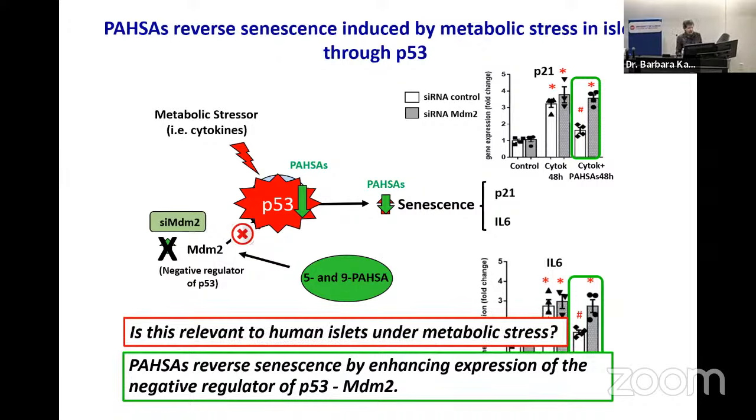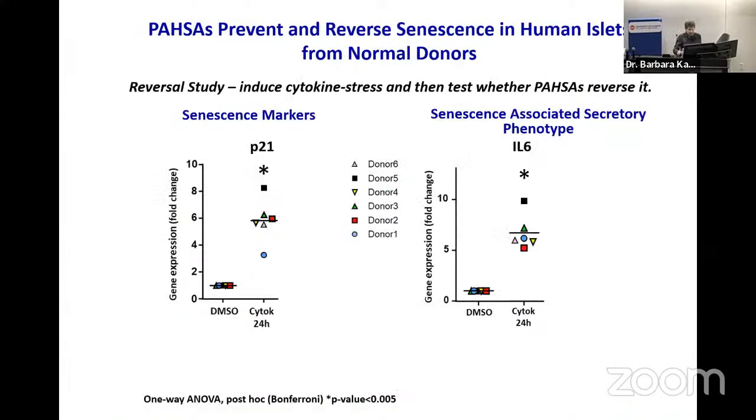Is this relevant to human islets under metabolic stress? So in this experiment, Maria had 6 different donors, normal donors of islets. Each one has a different symbol. And she treated those human islets in culture with cytokines. So you can see that induced senescence in all of the islets. And then she treated with PASAs. So this was actually a reversal experiment.